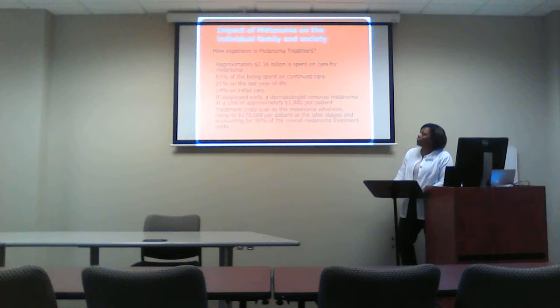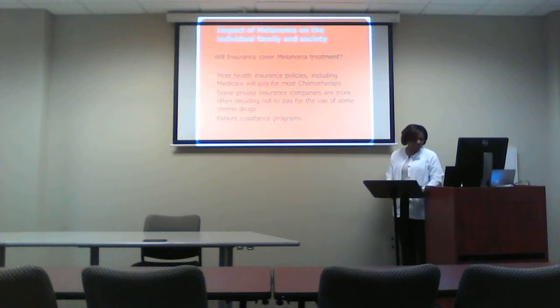If it's diagnosed early, a dermatologist removes the melanoma for about $1,800 per patient. But as it progresses, the cost goes up. The treatment costs as melanoma advances rise to $170,000 per patient at the later stages, accounting for 90% of the overall melanoma cost. So again, prevention, we want to try and prevent it.